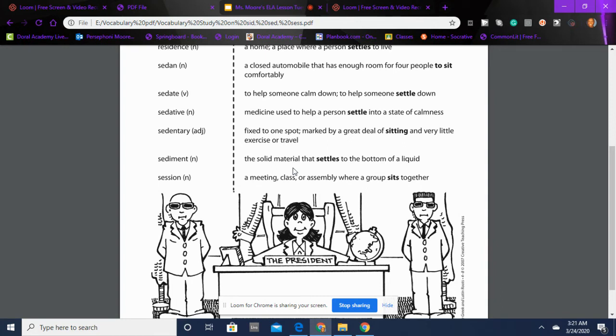And last is session, which is a noun. A session is a meeting, class, or assembly where a group sits together. And as of right now, you don't want to be in a session unless it's online.